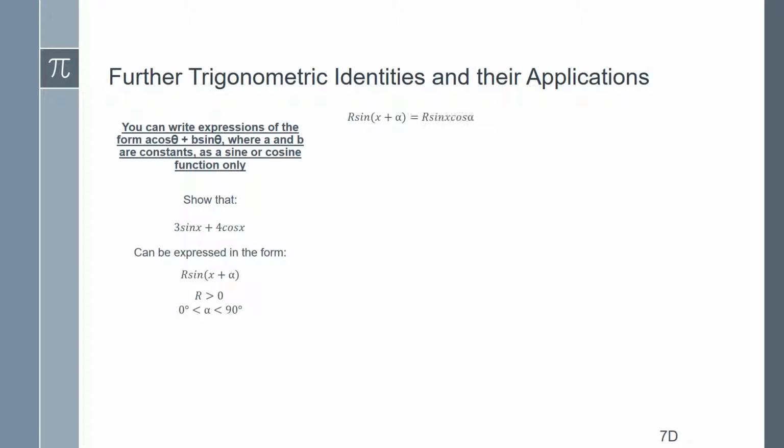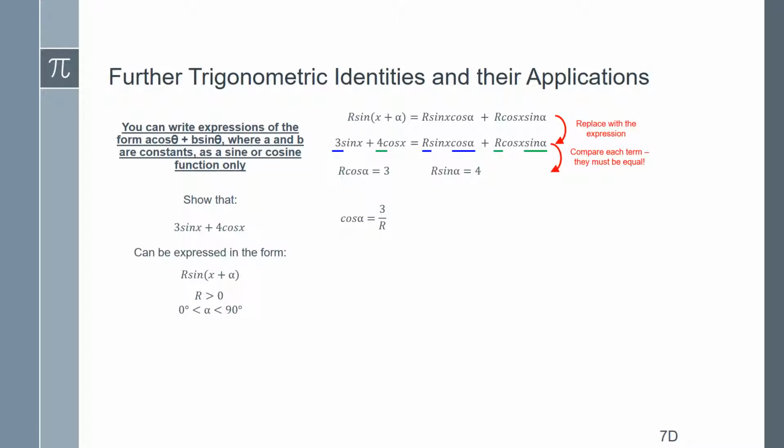So what we do: r sine (x plus alpha) is r sine x cos alpha plus r cos x sine alpha. That's our addition formula from video 21. If we replace that with the expression 3 sine x plus 4 cos x is r sine x cos alpha plus r cos x sine alpha, and compare the terms, we can see that 3 must be the same as r cos alpha, and 4 must be the same as r sine alpha.